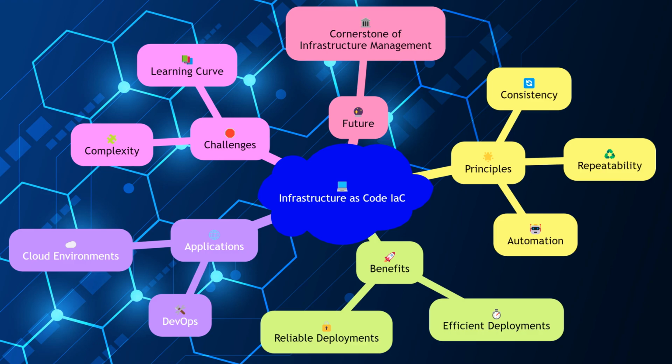Infrastructure as code is a transformative practice that brings software development principles to infrastructure management. By defining infrastructure through code, teams can achieve consistency, repeatability, and automation, leading to more efficient and reliable deployments. While IaC presents challenges, its benefits make it an essential practice for modern DevOps and cloud environments. As the landscape continues to evolve, IaC will remain a cornerstone of effective infrastructure management.